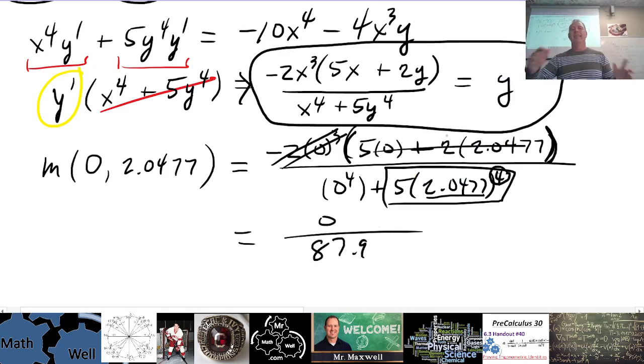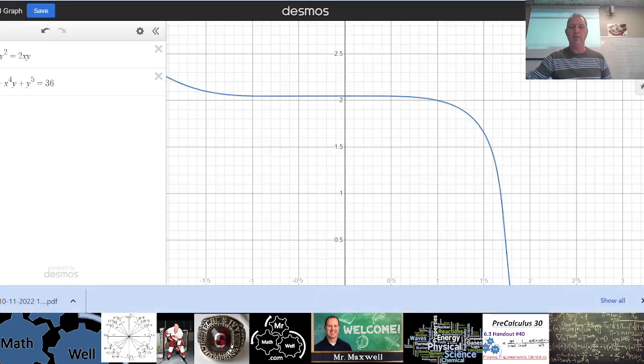You guys gotta know how to use your calculators. Okay, but look, because there's a 0 on top, it's 0, right? So, does that make sense? Yeah, that looks like a horizontal section of the graph there.